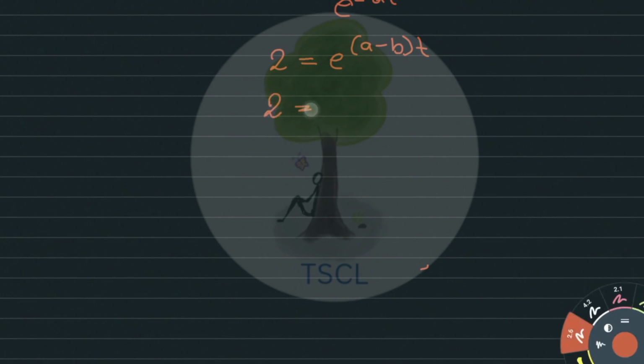2 is equal to (4 by 3) all raised to t. This can be written as t equal to log base 4 by 3 of 2.